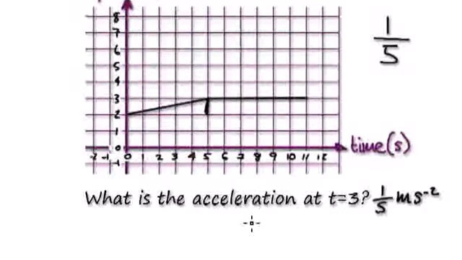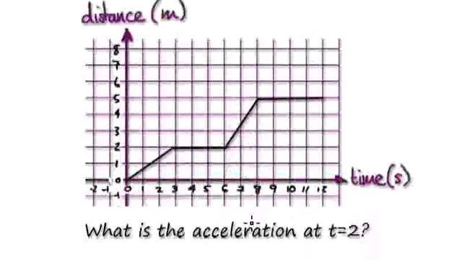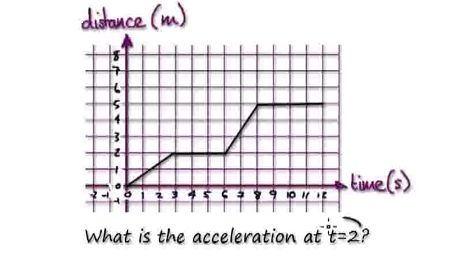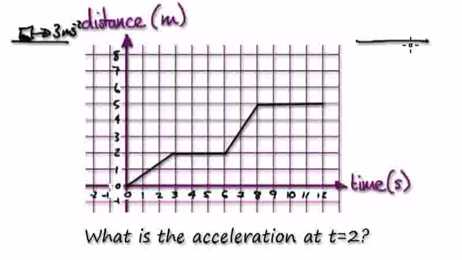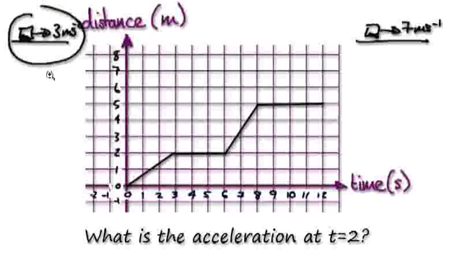Okay, so next one. Given this random graph here, what is the acceleration at time equals 2? So press pause and have a go. Remember, if you have a car that's accelerating, let's say at 3 meters per second squared, this one here is accelerating. Let's say you've got another car here that is not accelerating, traveling at a constant speed of 7 meters per second.